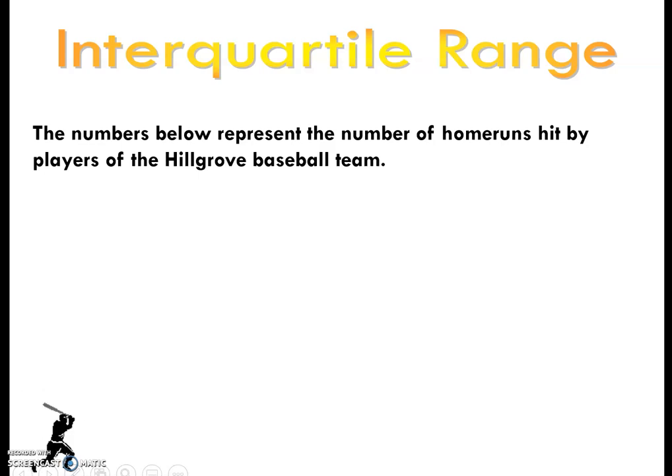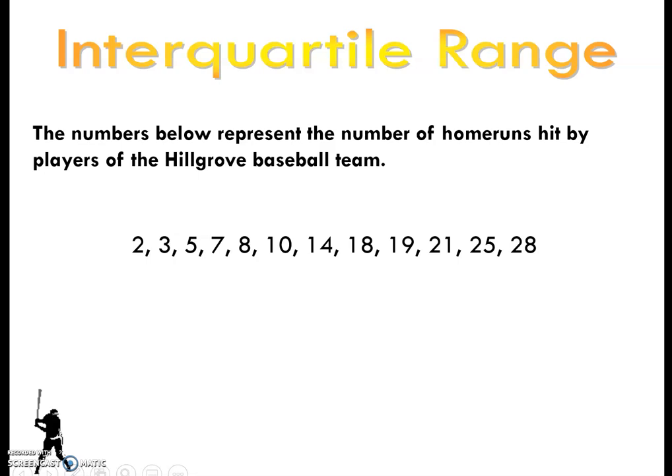All right, so here we go, interquartile range. The numbers below represent how many home runs were hit by players of the Hillgrove baseball team. As you can see, these are already placed in order. First thing we're going to do is find the median. Keep in mind that the median isn't just size-wise. If you look at this, you might think that 14 is in the middle because it's kind of balanced in the middle. But if you actually count the numbers, then you'll see that the median is at 12.